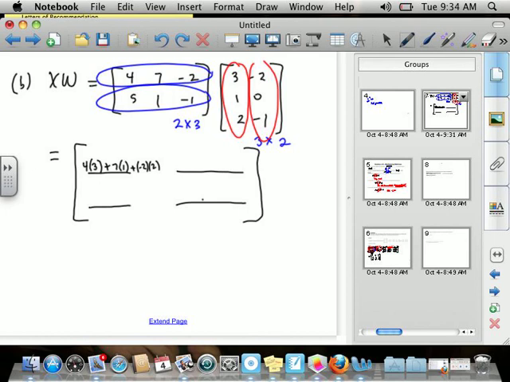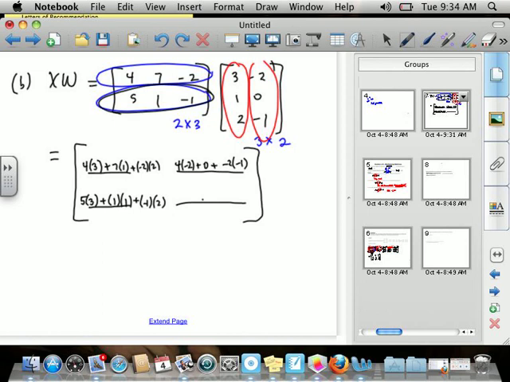Okay, next spot. So I'm going to have 4 times negative 2 plus 7 times 0, so that will just be 0. And then plus negative 2 times negative 1. Okay, the next spot I'm using the second row and first column to find it. So I'm going to have 5 and 3 are my first spots, so 5 times 3. My second spots are 1 and 1. My third spots are negative 1 and 2.